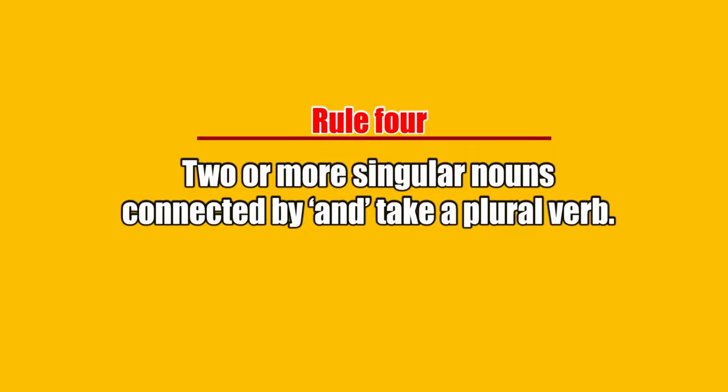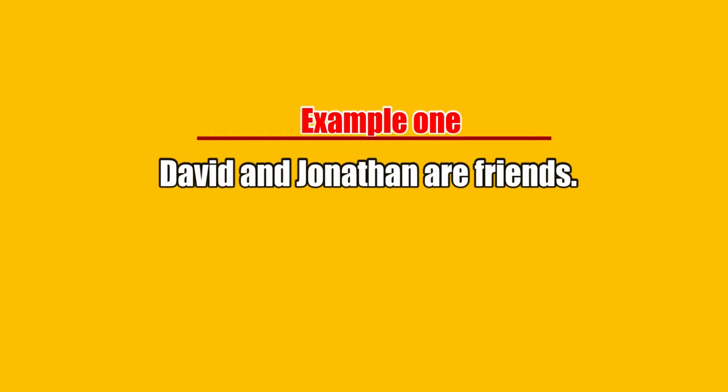The first rule, which happens to be rule number four, that we want to look at today, is: two or more singular nouns connected by "and" take a plural verb. Two or more singular nouns connected by "and" take a plural verb. Let's take, for example, "David and Jonathan are friends." If you look at this sentence, we have David and we also have Jonathan.